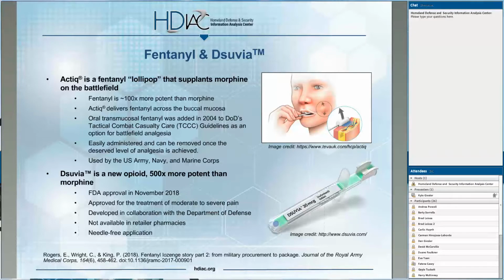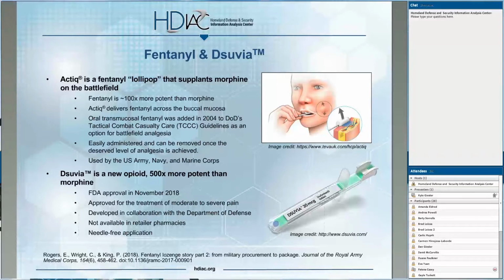I noted earlier that this is not an oral delivery strategy, so the patient or warfighter does not have to swallow this agent. It just has to stay adhered to the cheek muscle itself. And once the desired level of analgesia has been reached, it can be removed. This technology is heavily used right now through the U.S. Army, the Navy, and the Marine Corps with high degrees of success. But you can imagine with a product like this, it's tightly regulated, and all these fentanyl lollipops are adequately accounted for, and tight controls are in place.